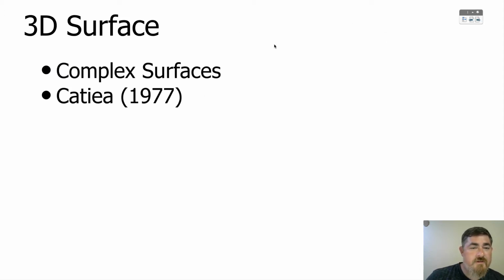Then we got into 3D surfaces, using the NURBS. This was making complex surfaces and then using those surfaces to define the sides of an object and the multiple surfaces of an object. The first major program that did surface modeling was CATIA in 77, used by Boeing for designing airplanes. We'll do a little surface modeling later on in this class.